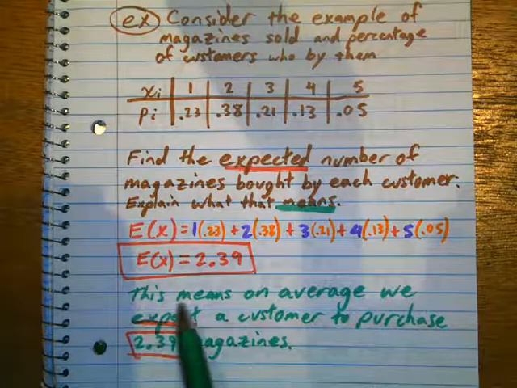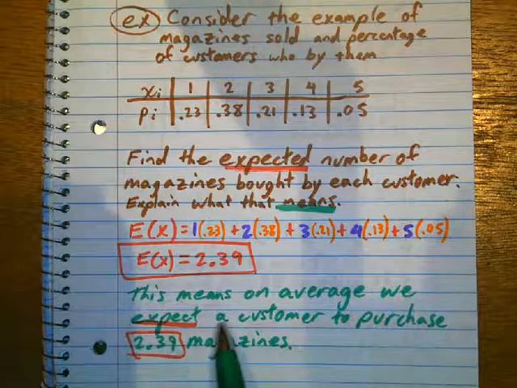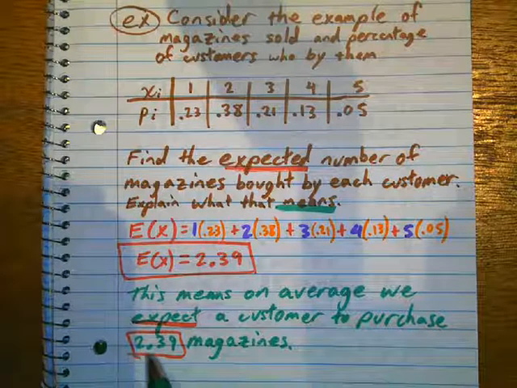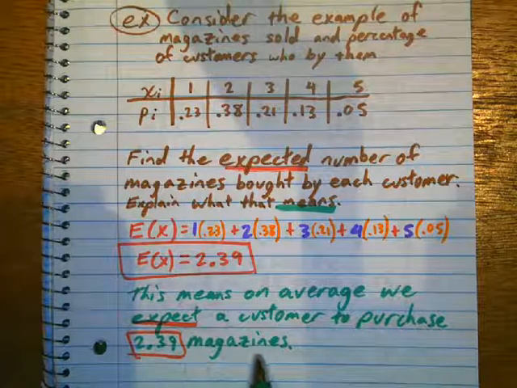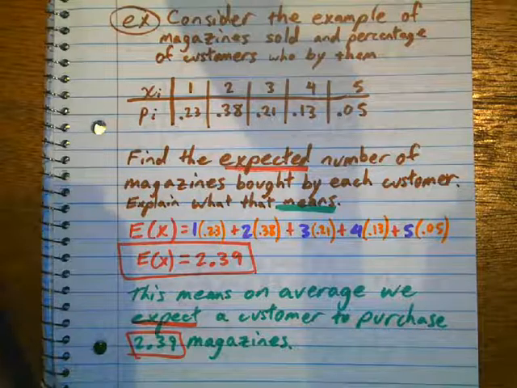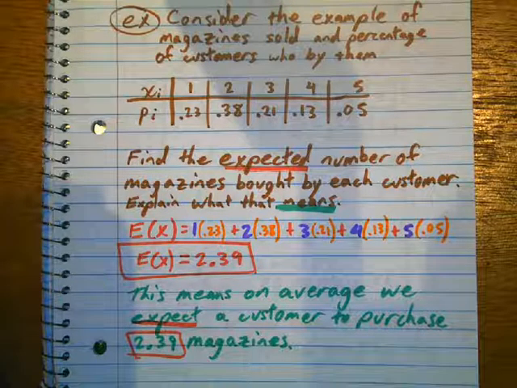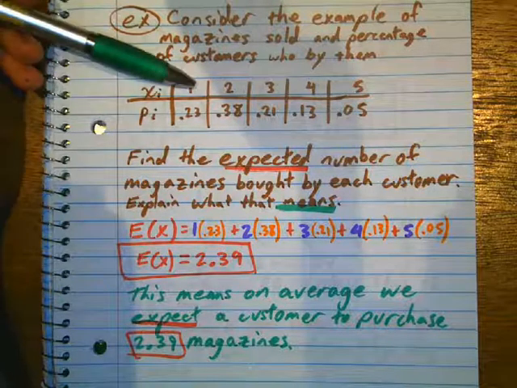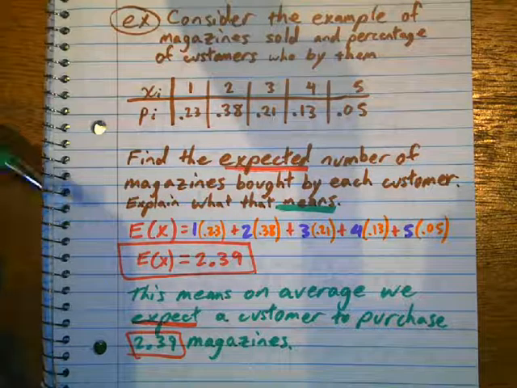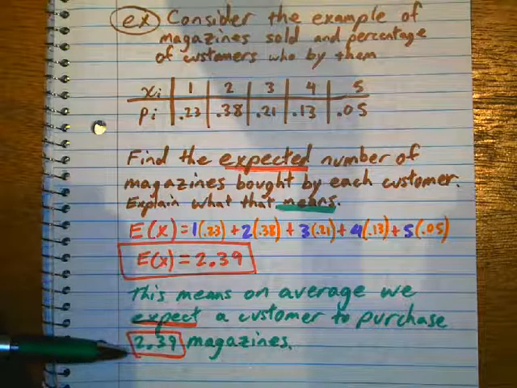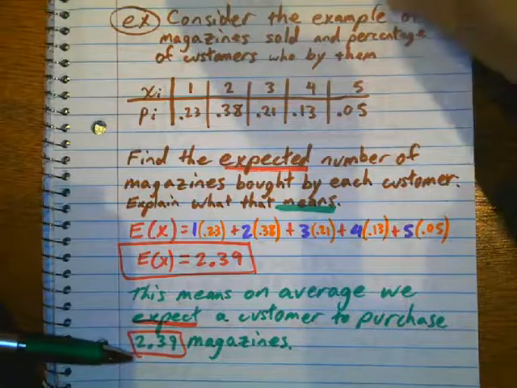This means on average, we expect a customer to buy 2.39 magazines. Now, can you buy a fourth of a magazine? No, unless you rip the pages out, but I think the owner of the store would be very upset with you. You're only going to buy integer numbers of magazines, right? But this is what we expect on average, what a customer would buy.